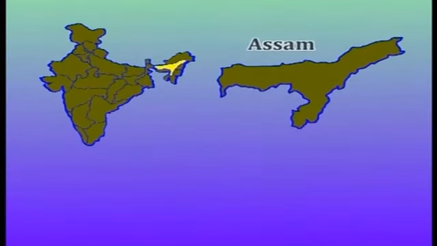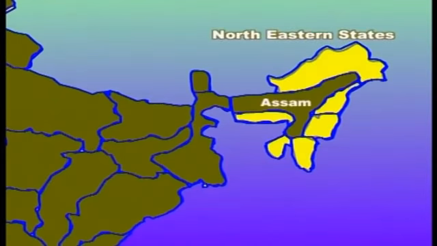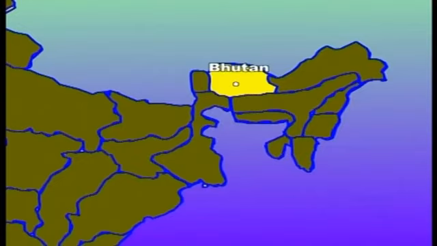The topic of discussion in this module is the forest cover in the state of Assam. Assam is a gateway to the northeastern region of India. The state of Assam has its borders with the remaining 6 northeastern states as well as with Bangladesh and Bhutan.